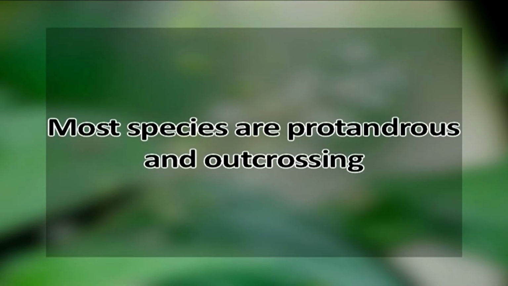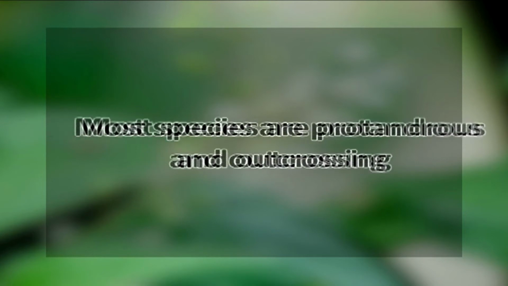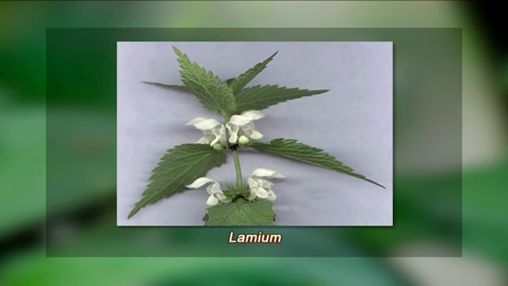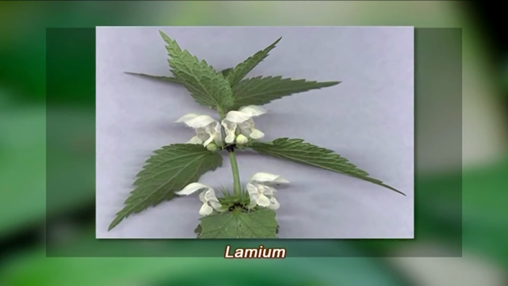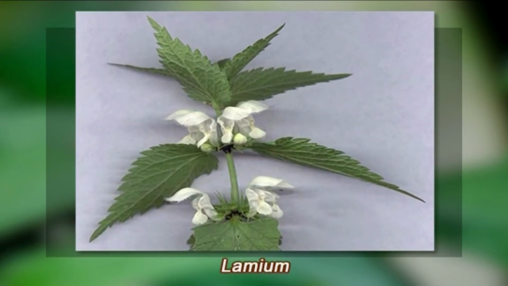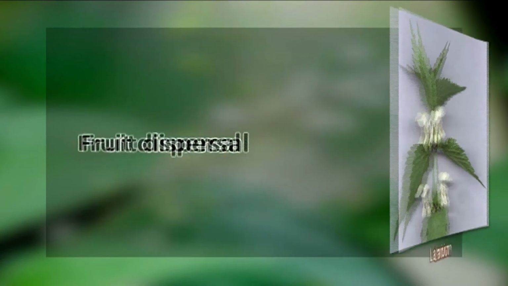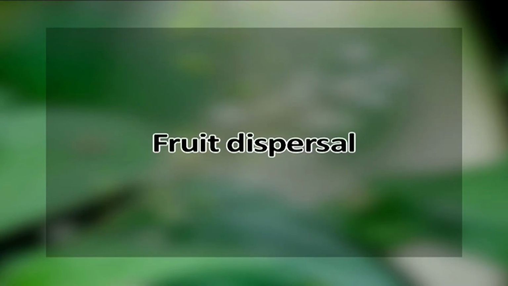Most species in Lamiaceae are protandrous and outcrossing. Some of the species of Lamium have cleistogamous flowers and therefore they are selfers. Now let us discuss the fruit dispersal.